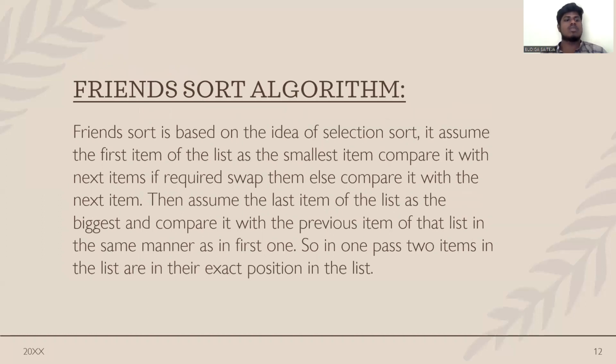Friend sort algorithm. Friend sort is based on the idea of a selection sort. It assumes the first item of the list as the smallest item and compares it with the next items. If required, swap, else compare it with the next item. Then assume the last item of the list as the biggest and compare it with the previous item of that list in the same manner as in the first one. So in the first pass, two items in the list are in their exact position.